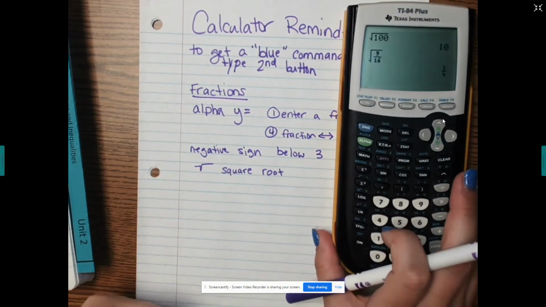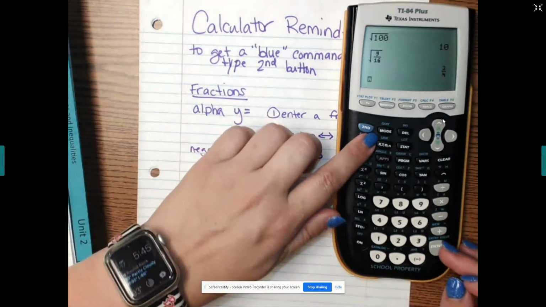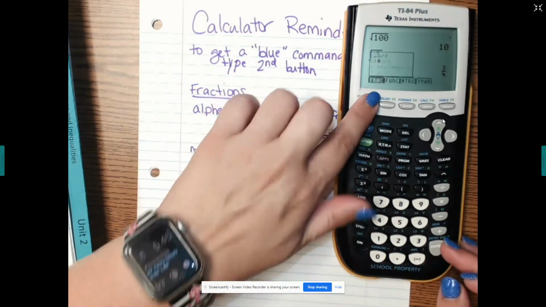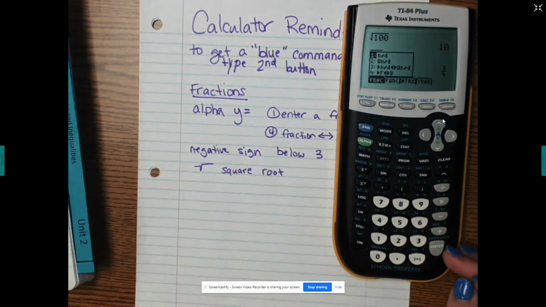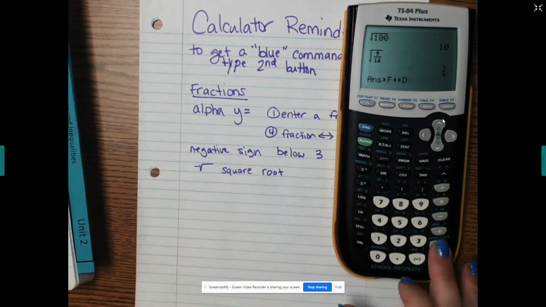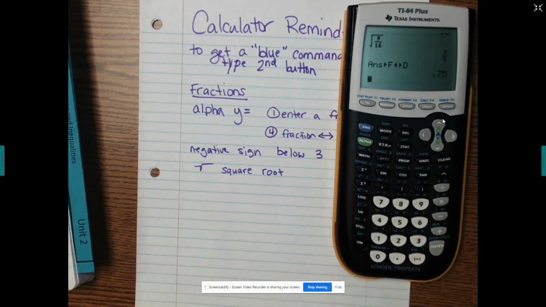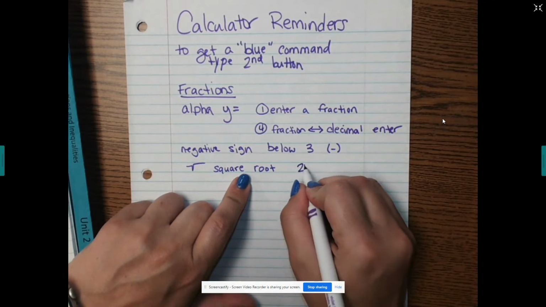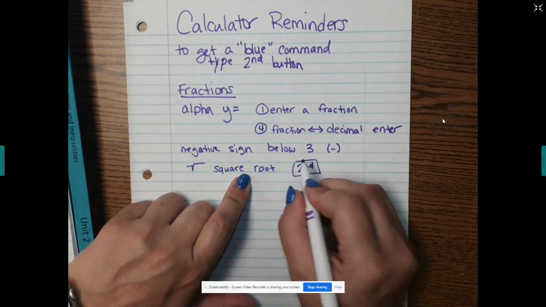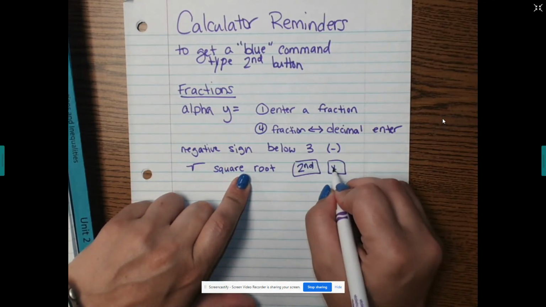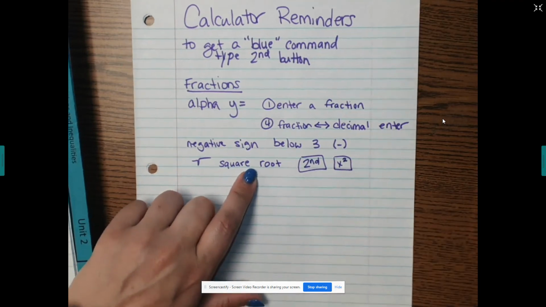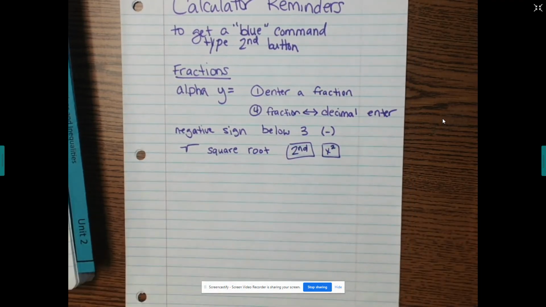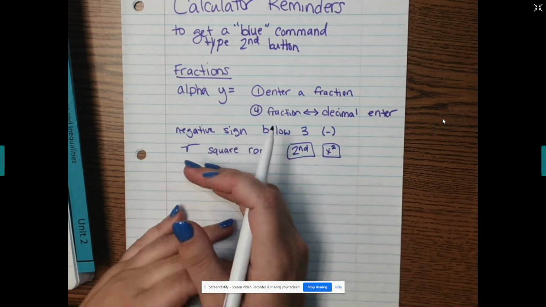And again, just for practice, if I want to make that a decimal, alpha, y equals, and then which one do I push? Yes, I want to push 4 because I'm going fraction to decimal, okay? So the square root sign, you push the second button, and then you push the x squared button. And again, I promise once you do this a lot, you'll have it memorized.